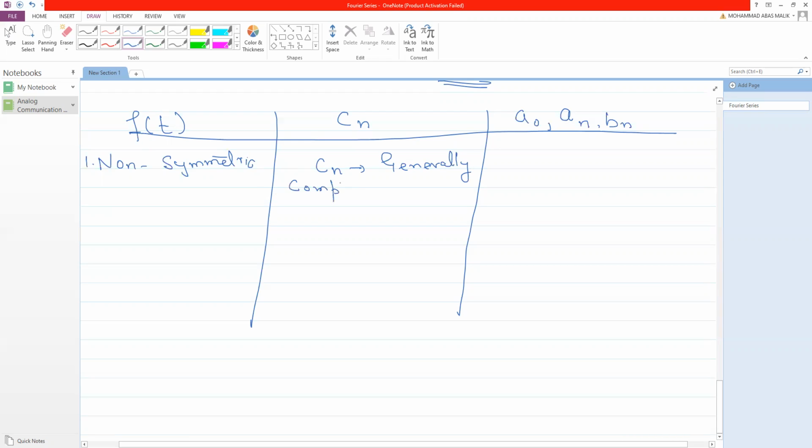Complex means it will be An plus jBn, and it should follow the conjugate property: C minus n should be equal to Cn conjugate. This property is called the conjugate symmetric property. In the trigonometric Fourier series, a naught, an, and bn should not be equal to 0. Generally, there may be some exceptions.